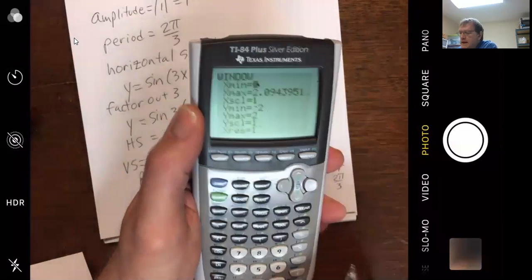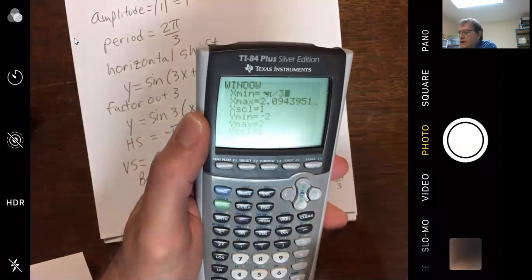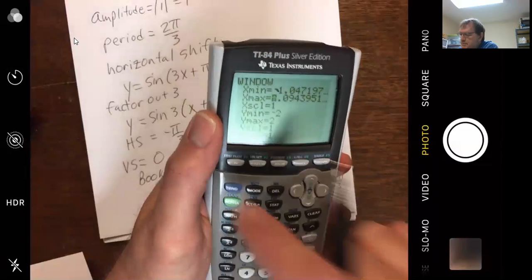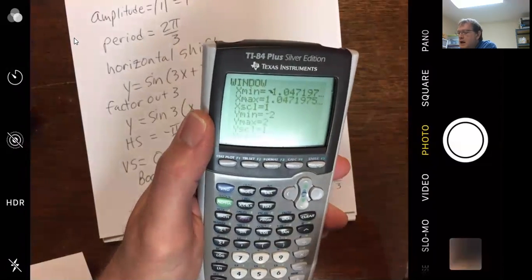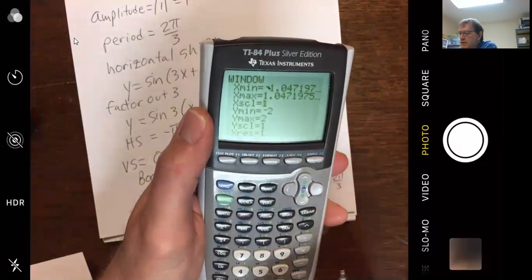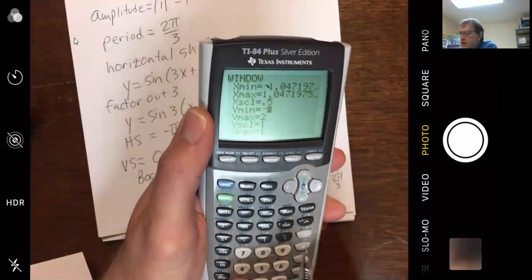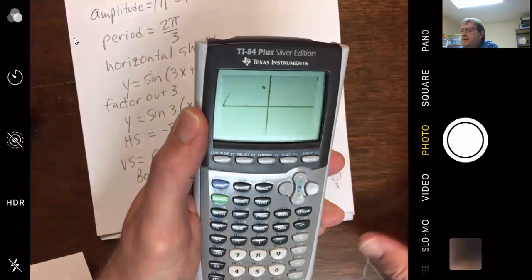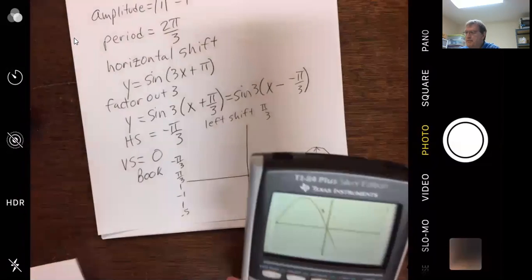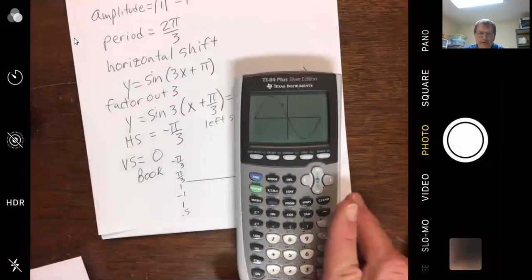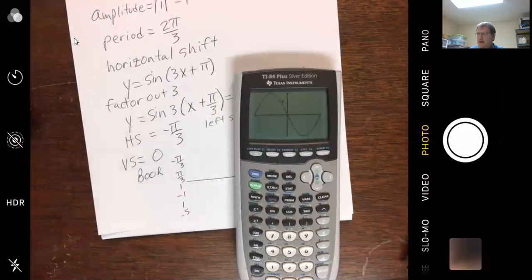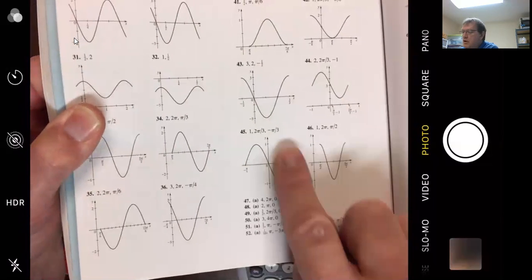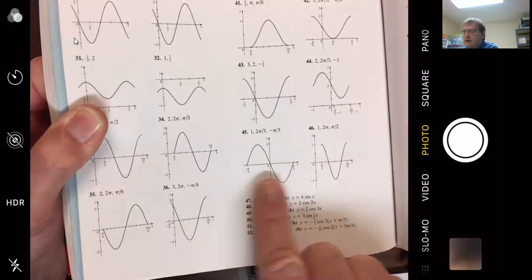Window: instead of going forward one period, they're centering it around the y-axis, negative pi over 3 and then pi over 3. I guess I'll do 1 or maybe a 0.5. It doesn't really matter. And then negative 1, 1, say 0.5. Okay. And now you've got a graph that matches what they have, going up to 1, down to negative 1, from negative pi over 3 to pi over 3.